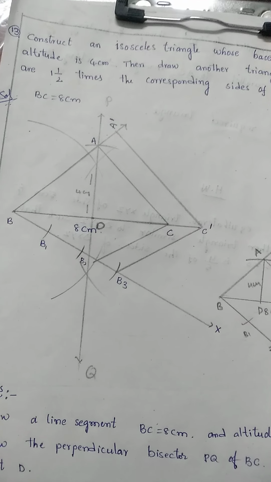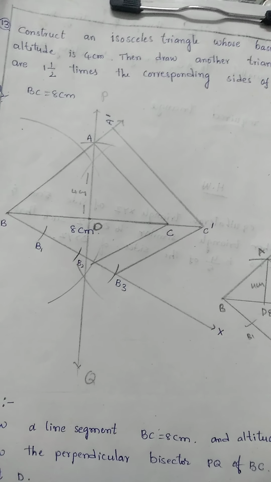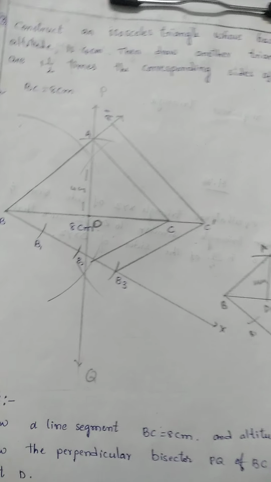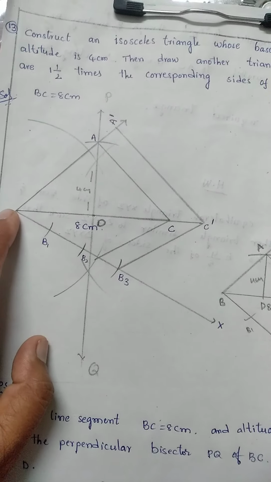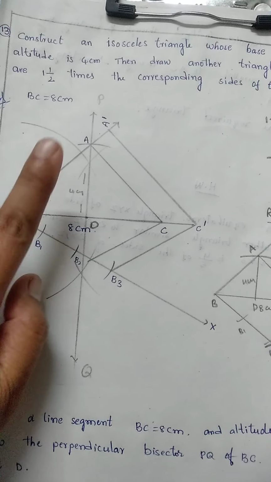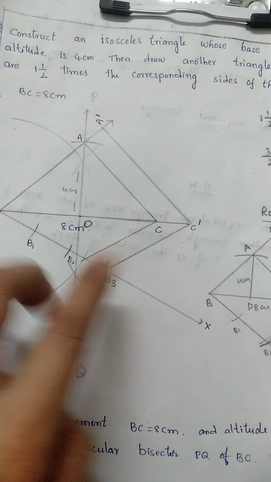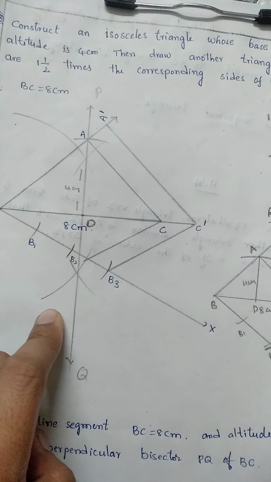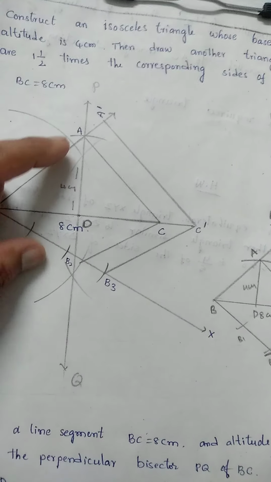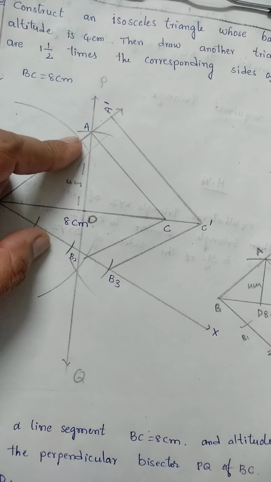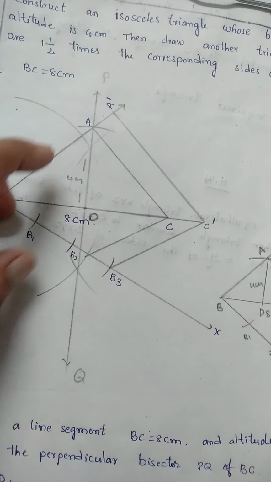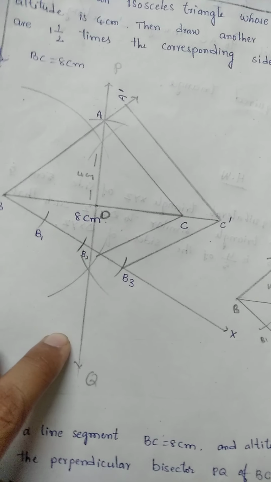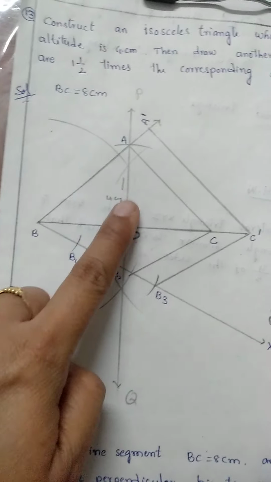You have to take the BC line segment, more than half. You have to take that measurement. With the center B, draw one arc up and down, and with the center C draw another arc up and down. The two arcs intersect at P and Q. Join P and Q, that is the line. Okay, children, it is a perpendicular line.